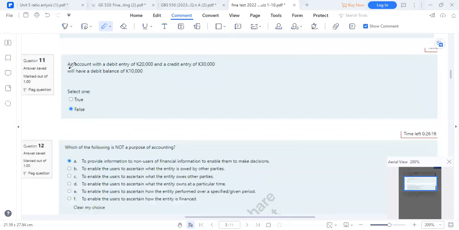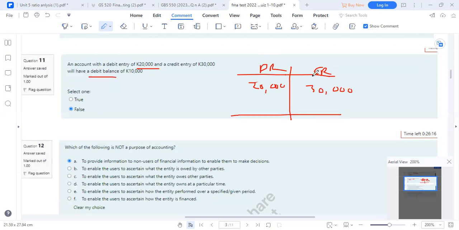Then number 11, an account with a debit entry of 20,000 and a credit entry of 30,000 will have a debit balance of 10,000. Is that true or false? So we're learning how to balance up. If you have a debit here, you have a credit there. So an account with a debit of 20,000 and a credit entry of 30,000. So this is how we balance it up.